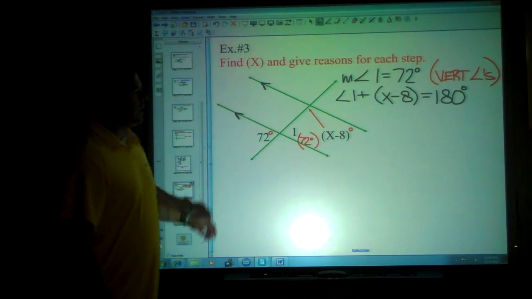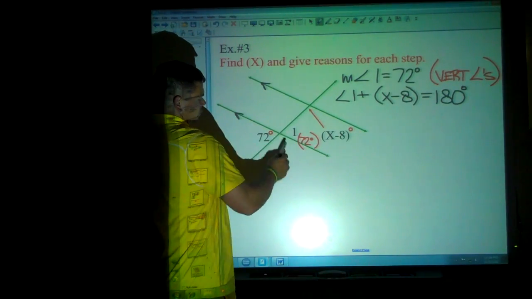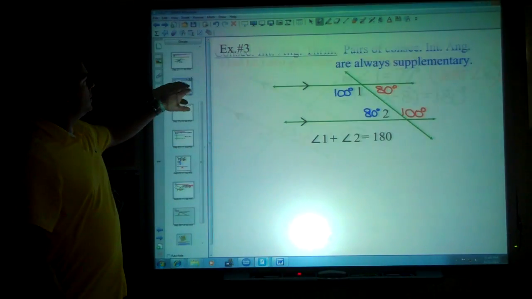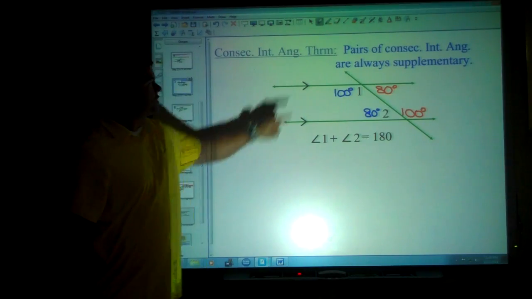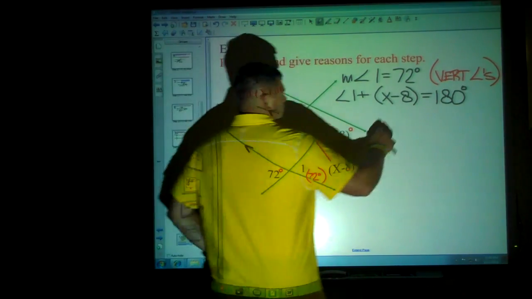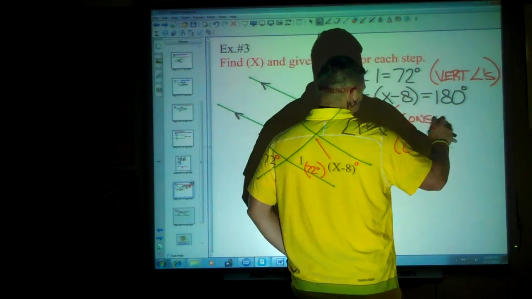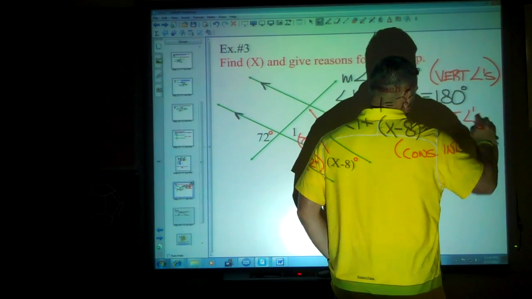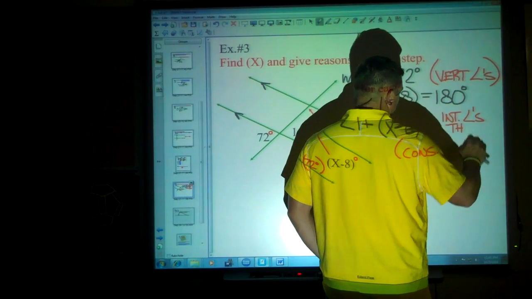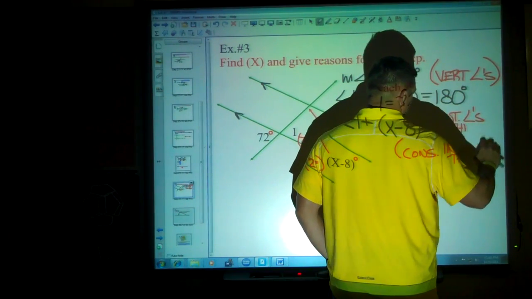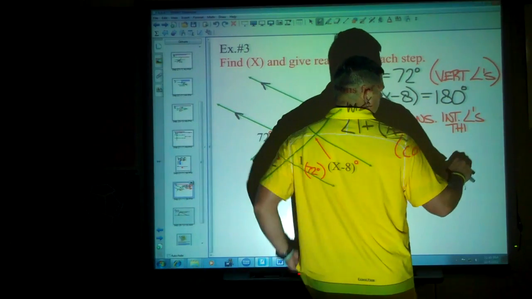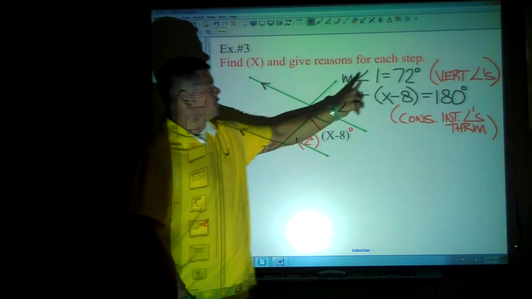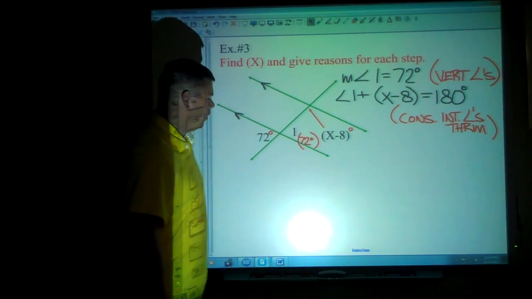So back here, I'm saying that these two on the inside, same side of the transversal, are equal to 180 degrees. So that would be our theorem that states the consecutive interior angles theorem. So consecutive interior angles theorem. And I'll just abbreviate theorem. I knew I was going to do that. Okay? Alright, from there, I think you can put that 72 degrees right in there for angle 1.